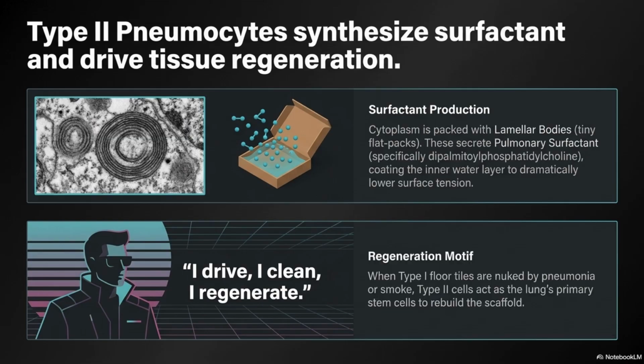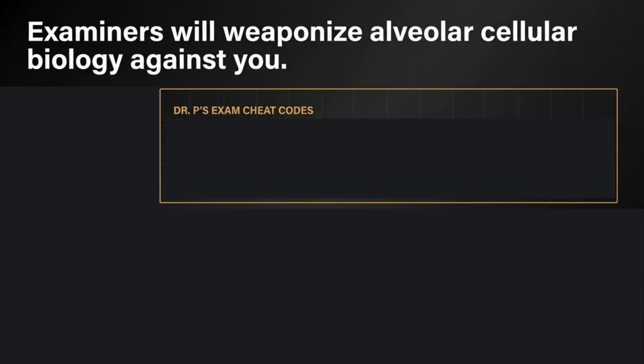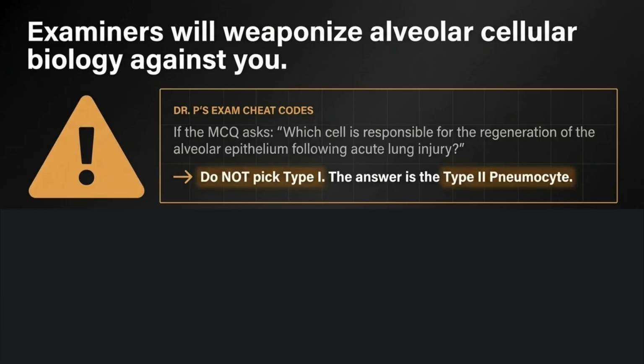This brings us to the regeneration motif. When those type 1 floor tiles are nuked by pneumonia or smoke, type 2 cells act as the lung's primary stem cells to rebuild the scaffold. This is so critical that examiners will weaponize alveolar cellular biology against you, which brings us to Dr. P's exam cheat codes. If the MCQ asks, which cell is responsible for the regeneration of alveolar epithelium following acute lung injury? Do not pick type 1. The answer is always the type 2 pneumocyte.